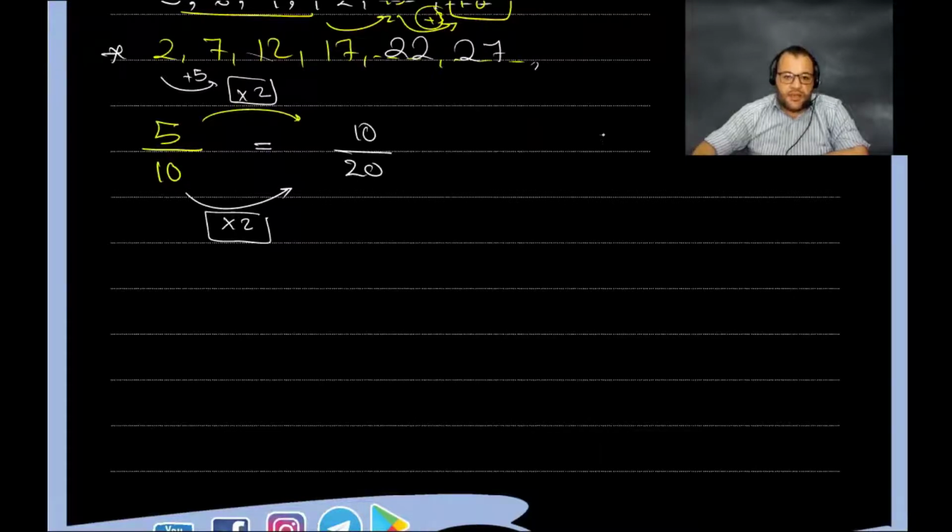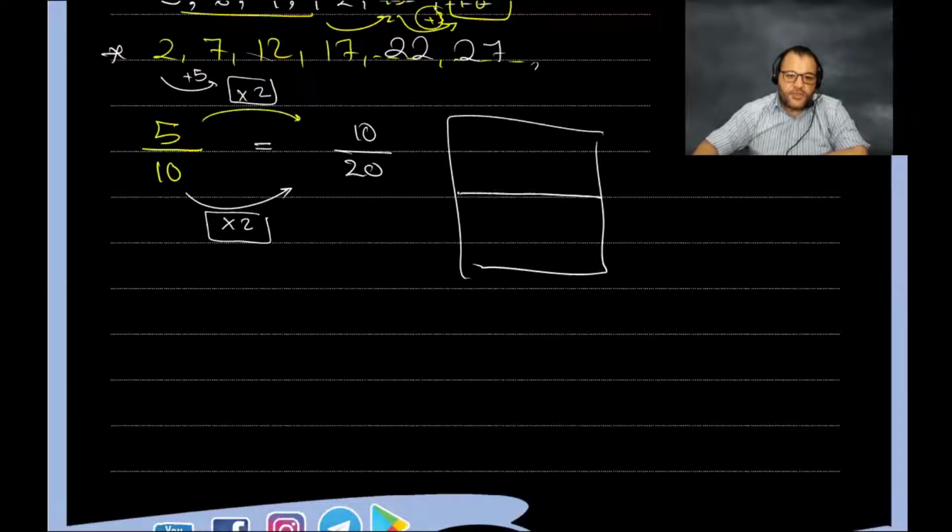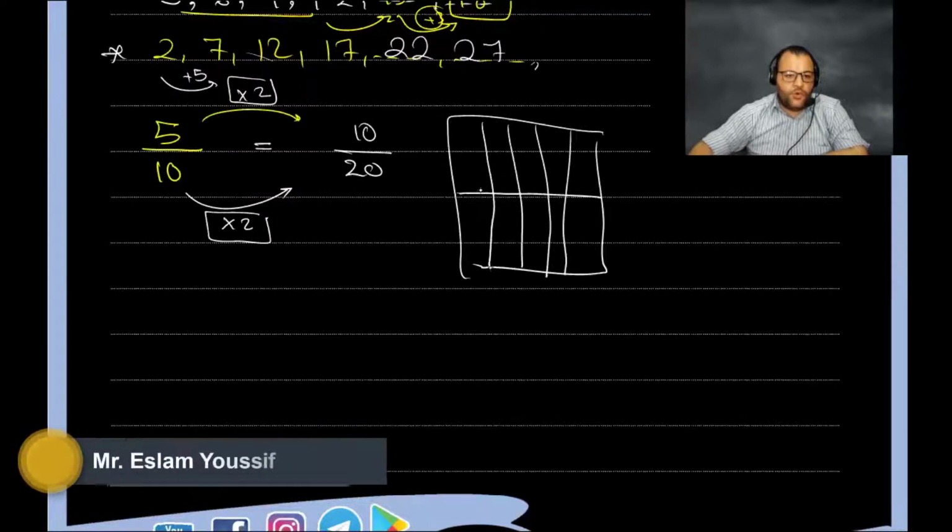How is that? Because suppose that we have one piece and you divide it into 2 equal parts. So I will divide this part to be 1, 2, 3, just one minute. I divided 1, 2, 3, 4, and 5. How many shaded parts now?